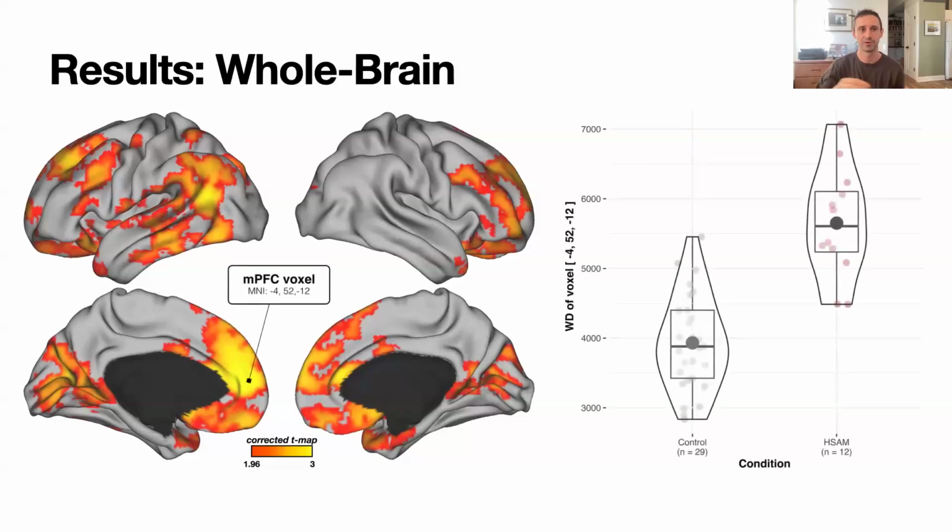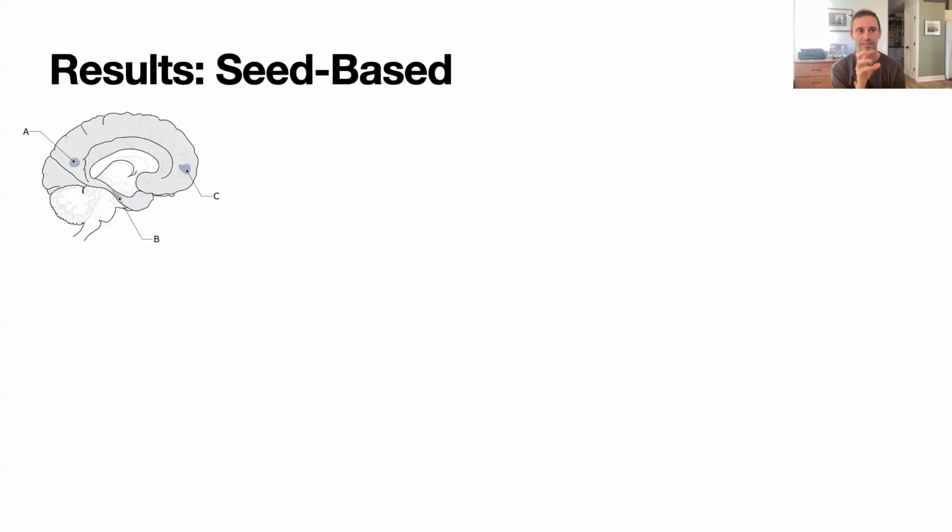Just to pull out this effect or demonstrate this further, we take an individual voxel from the medial prefrontal cortex, and we're plotting here the weighted degree of that individual voxel across all these participants. And we can see by looking at this violin plot that the HSAM participants had a much higher weighted degree of that individual voxel. So nothing special about that one voxel. It's just more to show this effect and visually demonstrate what we're finding here. So yeah, this was the first main finding. And then we also looked at the seed-based connectivity from these three regions of interest.